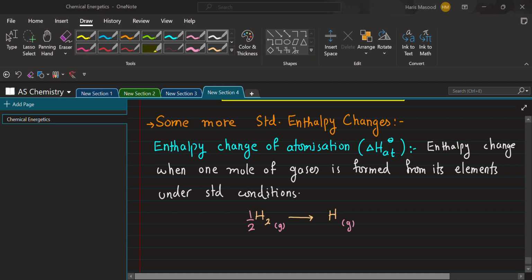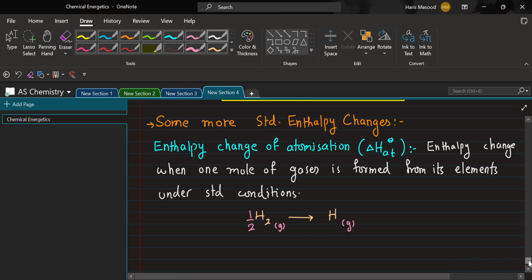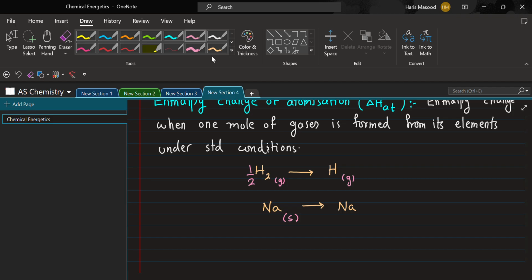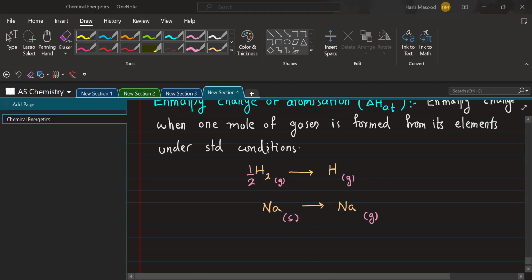Okay, let's continue. Then we have, for example, this is for the covalent molecule. If I write an ionic, any metal as well, so Na solid. You know Na is a metal, so it will always be in a solid form. It will be converted into Na gaseous, and there will be no mole changes because both are 1 mole.